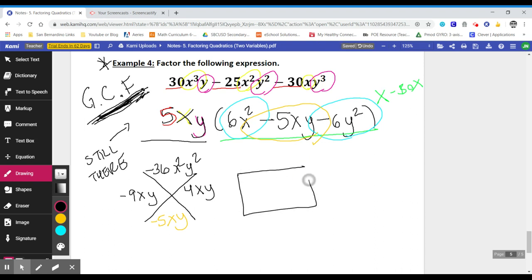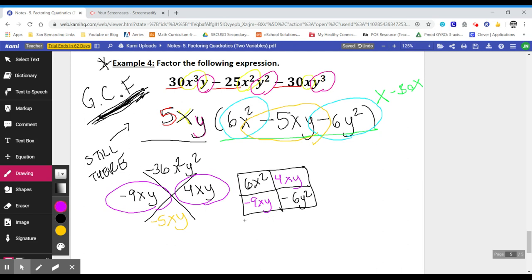So the box in this case, the first term would be this right here. That's going to go on the first slot, 6x squared. The last term, which is this right here, that's going to go in the last slot. And then the middle terms, the right combination that we just got from the x, that goes in the diagonal, wherever you want to put it. So I'm going to go ahead and put negative 9xy there, and then positive 4xy there.